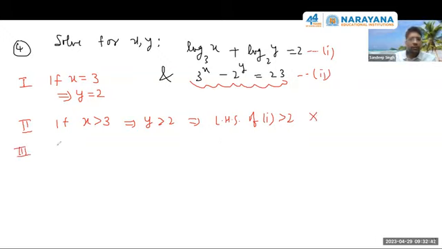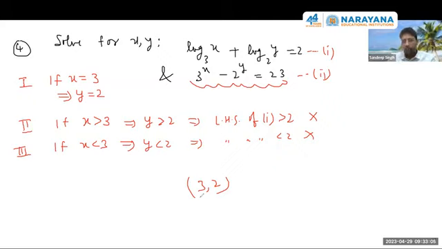Similarly, the third case. So simple observations you have to do. If x is smaller than 3, then y will also be smaller than 2 from the second. And in that case, LHS of 1 will become smaller than 2, which is also not possible. Hence, the only solution is 3. Is it clear? The only solution is (3, 2).